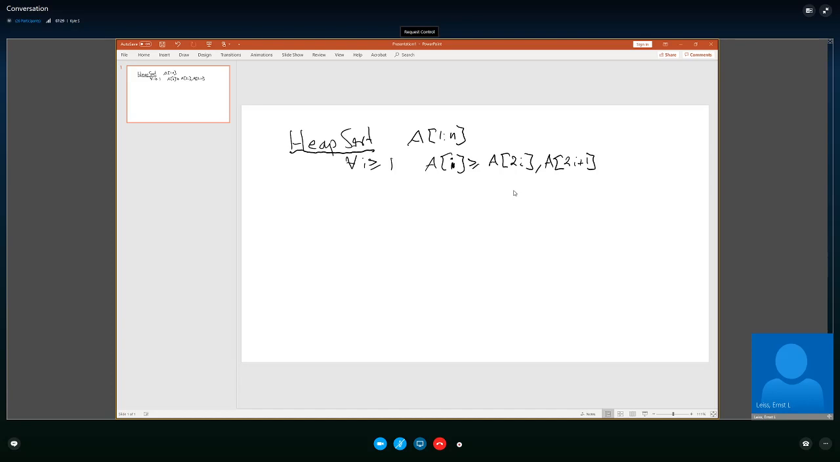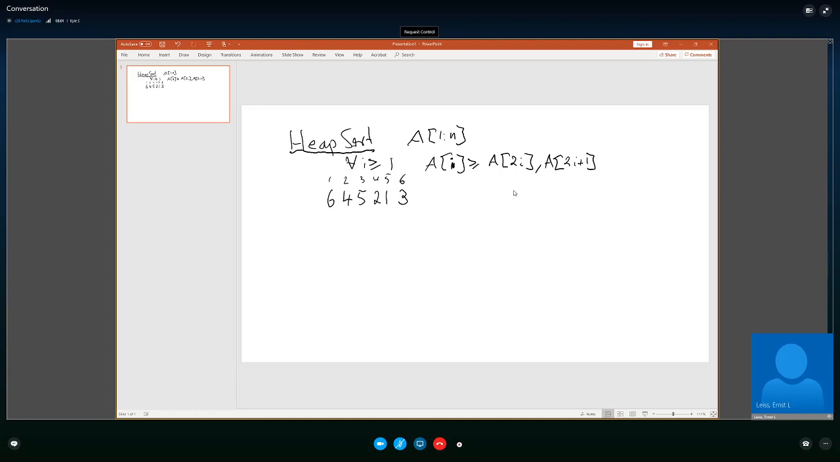So if I am looking at, let's just take an example. Suppose I have 6, 4, 5, 2, 1, and 3. Now let's verify whether this is actually a heap. Positions 1, 2, 3, 4, 5, 6.